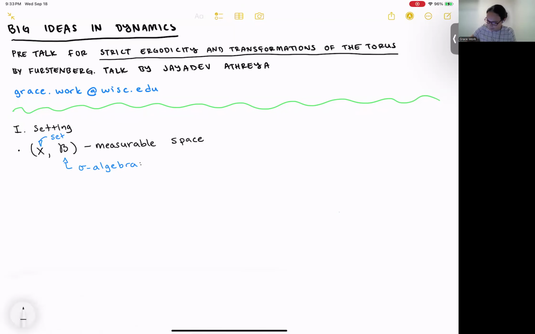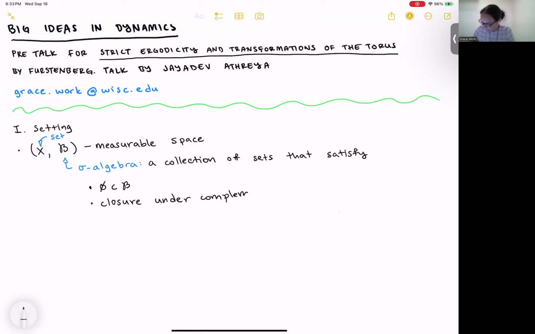Let's define a sigma algebra. This is a collection of sets that satisfy: number one, the empty set must be contained in our set B. Our set B must be closed under complements and closed under countable unions and intersections.